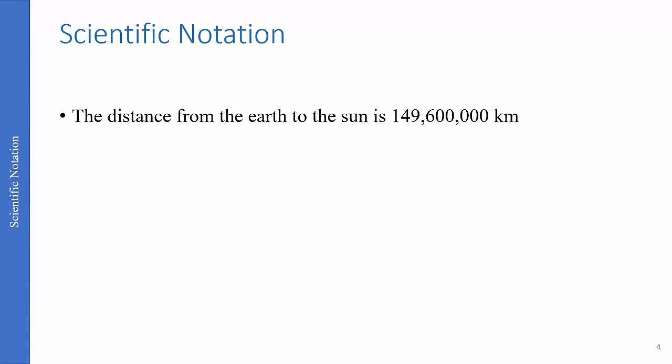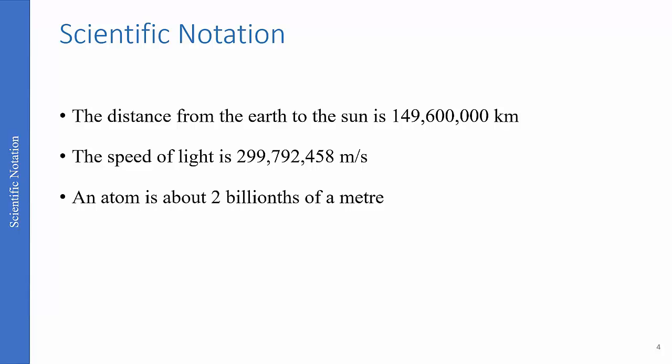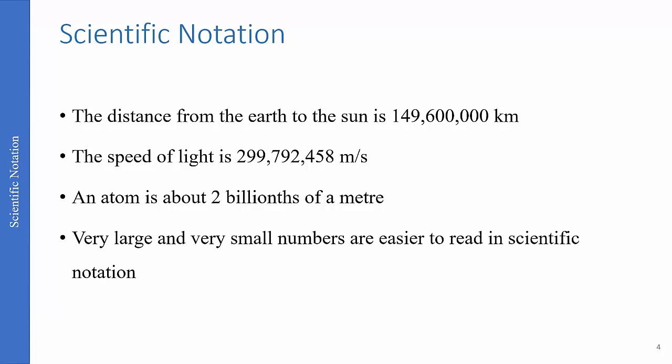The distance between the Earth and the Sun is 149,600,000 kilometres. The speed of light is over 299 million metres per second. An atom is about 2 billionths of a metre. With these very large or very small numbers, it is easier to read and write them in scientific notation.